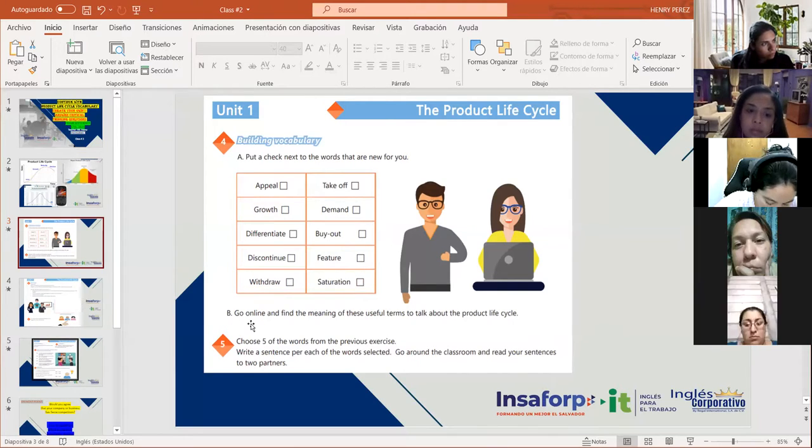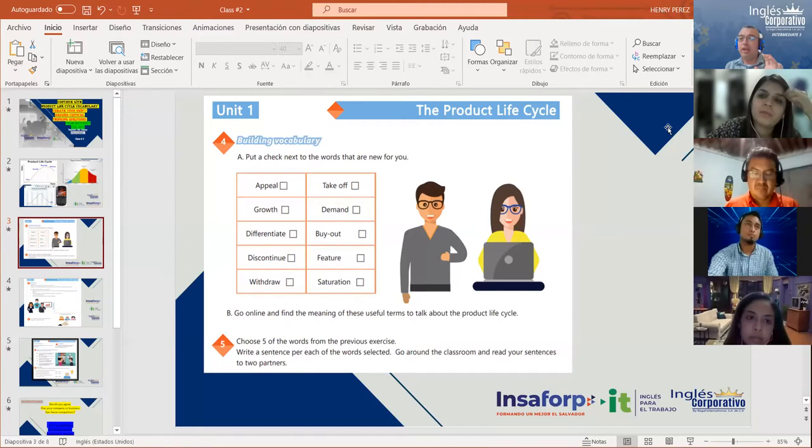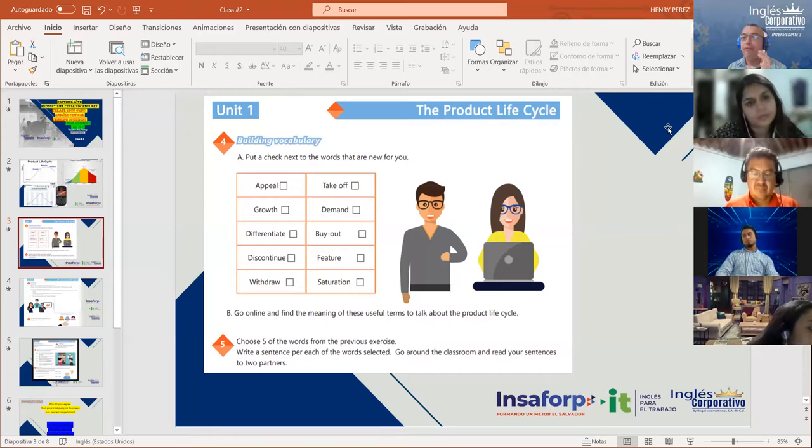Flor? Go online and find the meaning of this useful term to talk about the product life cycle. Excellent, very good. You're going to go online and find the proper meaning, right? Just like Freddy did yesterday. I know you're going to see different definitions, but as a group, you're going to have to determine which one is the right or the proper definition for this topic.